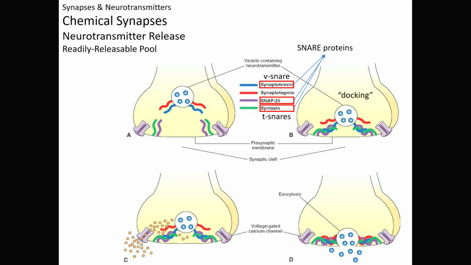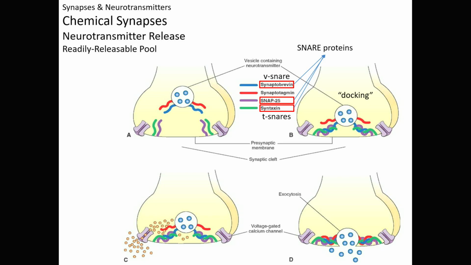There are two other snare proteins that are not in the vesicle, but instead are in the presynaptic membrane. One, colored in purple here, is SNAP25. The other, in green, is syntaxin. These are referred to as T snares, and the T stands for target. We call them target snares because this presynaptic membrane, where they are, is the target for the synaptic vesicle. That's where that vesicle wants to wind up.